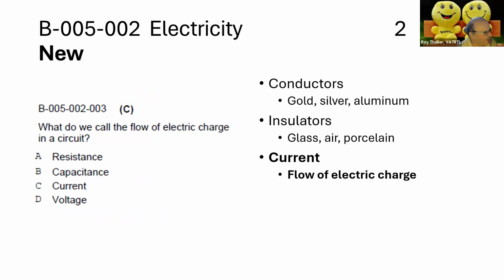Here is a new question. What do you call the flow of electrical charge in a circuit? So the flow of electrical charge would be current. So C is the correct answer.